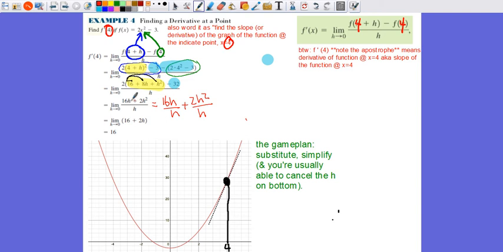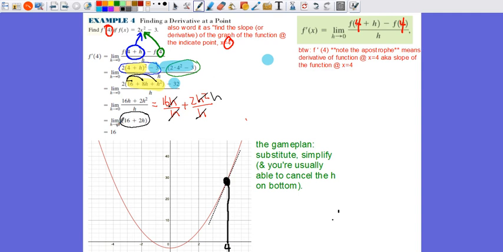You can basically rewrite this as that, and these h's cancel. If you have two h's on top and one h on the bottom, you're left with one h on top, and therefore you get this right here. Now we're interested in what happens as h approaches 0.